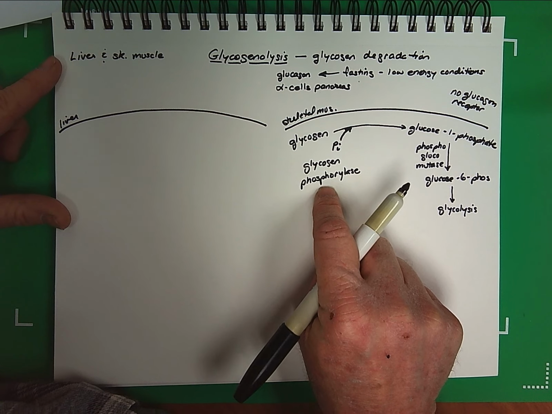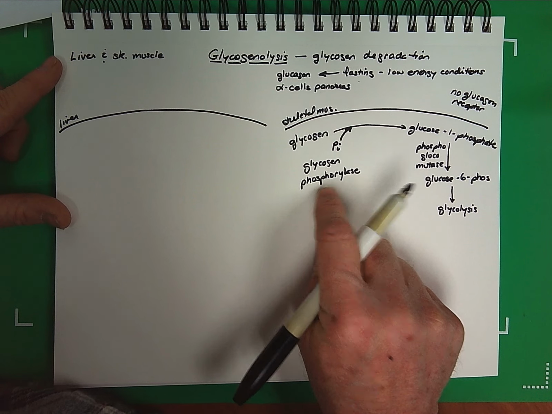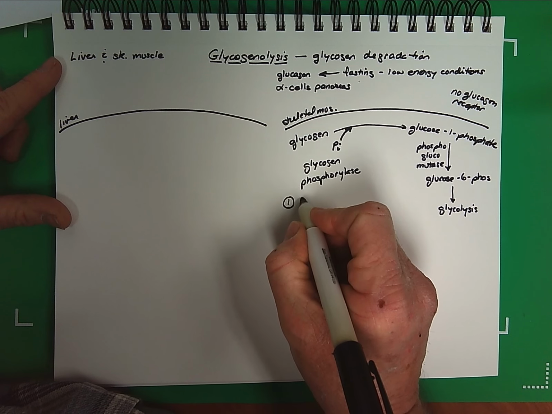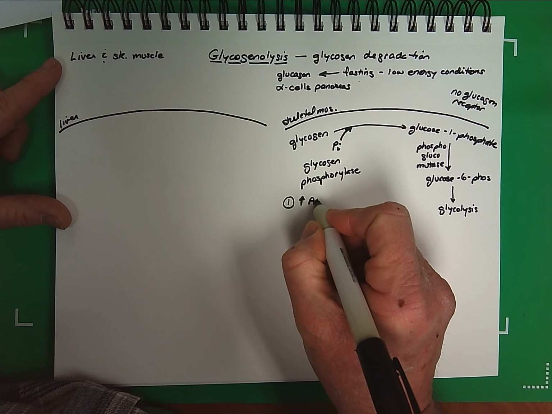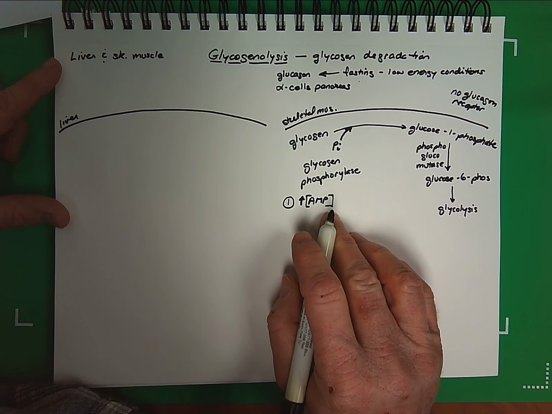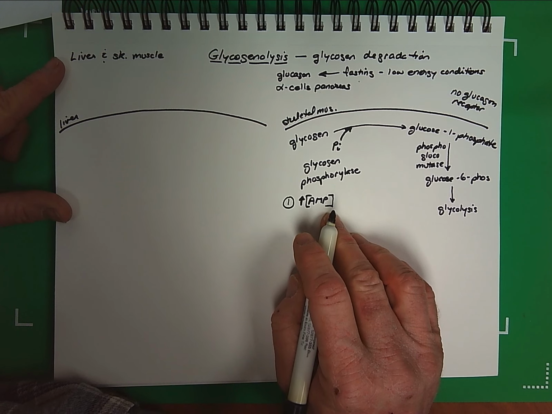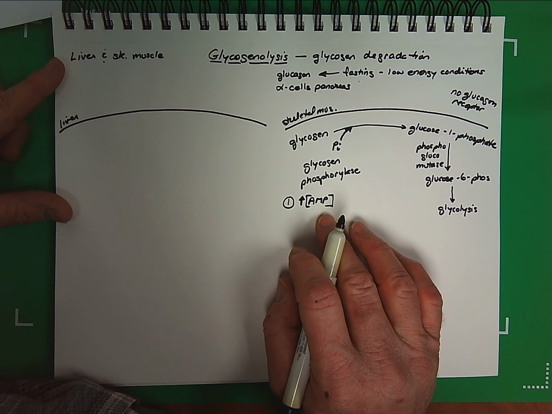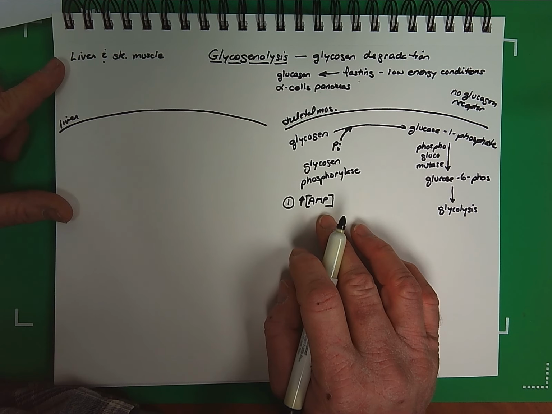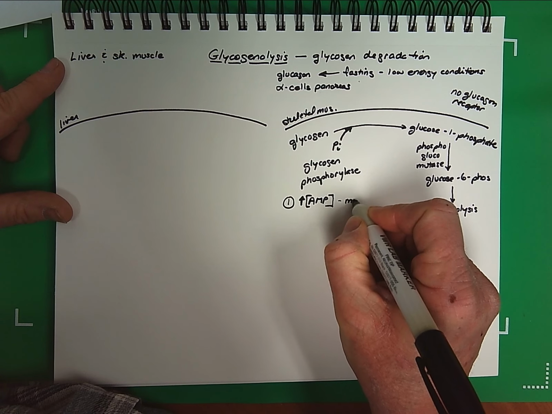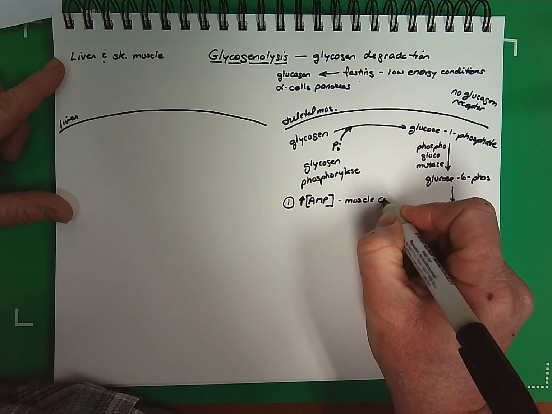Now, there's three methods of regulation for glycogen phosphorylase. The first one is increasing AMP levels. So increasing concentrations of AMP are going to indicate that we have a reduction in energy charge in the cell. That means we're using our ATP. So how does this happen? Well, simply by muscle contraction.